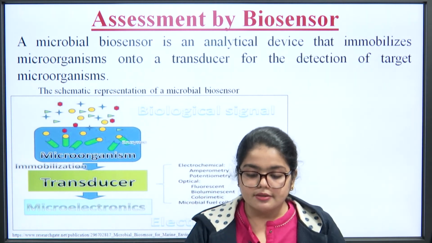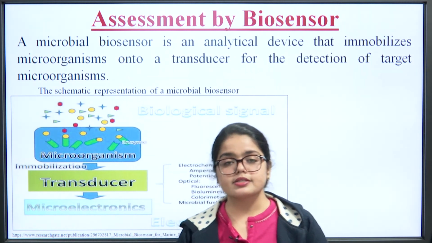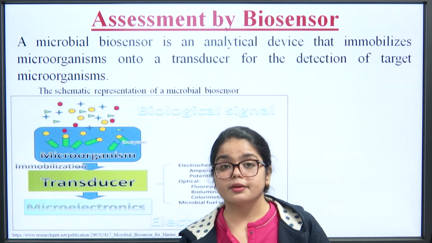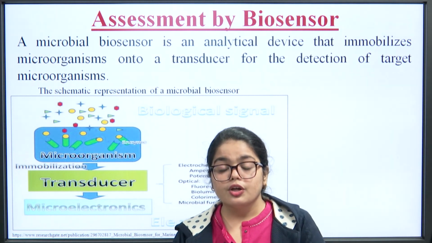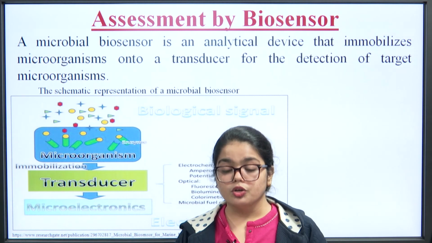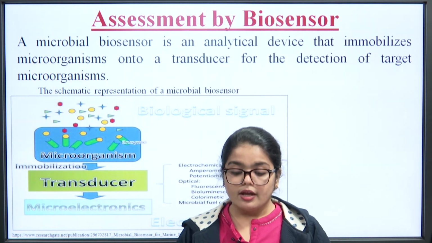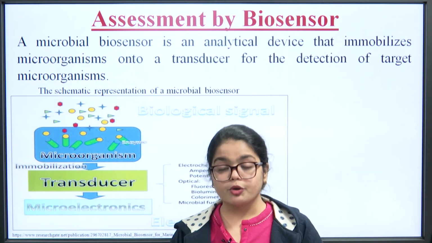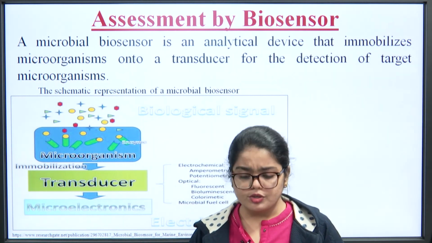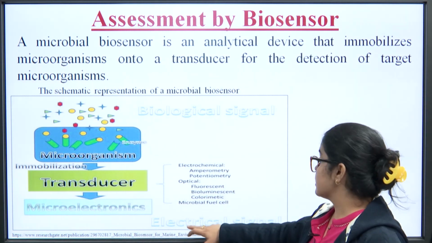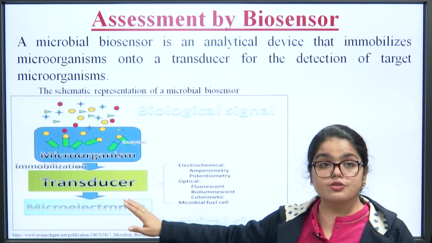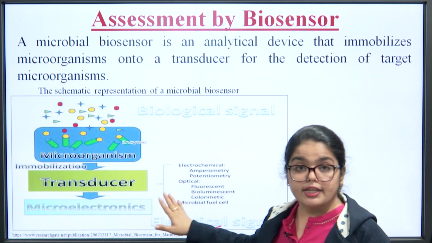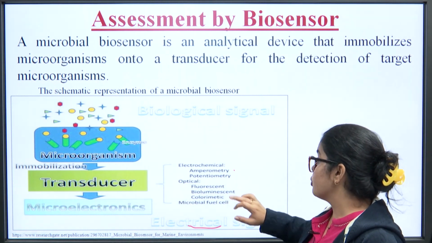Then comes assessment by the biosensor. This refers to the electrochemical, biological or physicochemical properties of the microbes that they produce when they are placed on a particular kind of transducer. When they are placed on the transducer, the microelectronics start working and find out the electrochemical properties, like by amperometry or potentiometry. If optical, they may produce fluorescence, bioluminescence, or some colorimetric changes, or it could be a microbial fuel cell. So, these are the electrical signals which are generated when these microorganisms settle over the transducer. With the help of the microelectronics, we find out what kind of activity and electrochemical reaction they are having, which we detect by either amperometry or potentiometry.